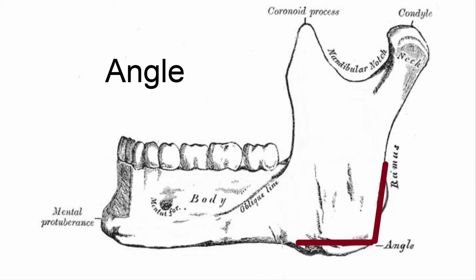Note that here the angle is a bit more acute. And this is a variability you're going to notice when you look at different skulls. In other words, the angle can be more obtuse than it is here.